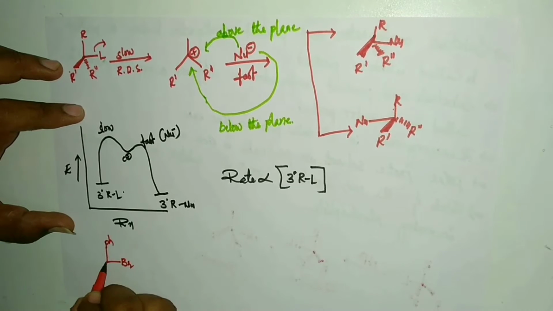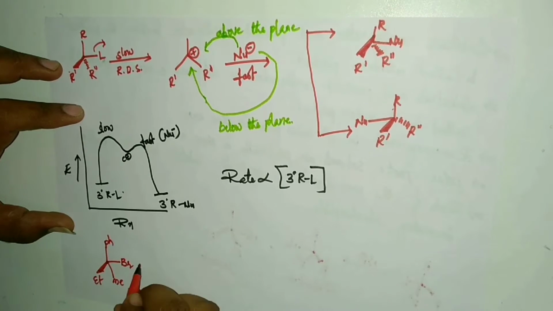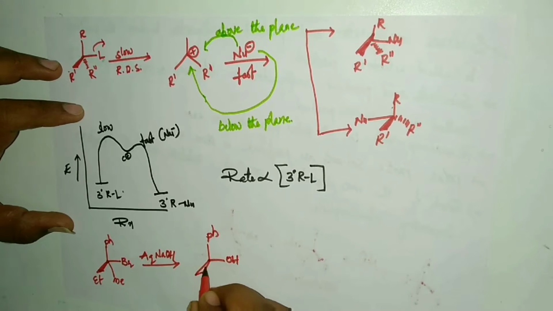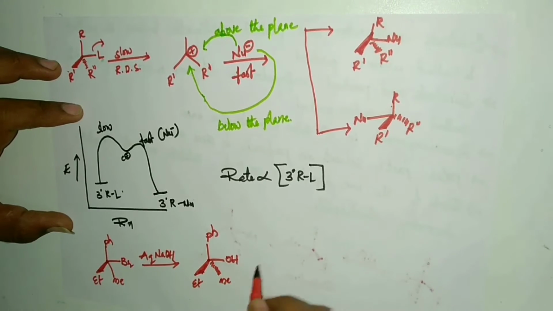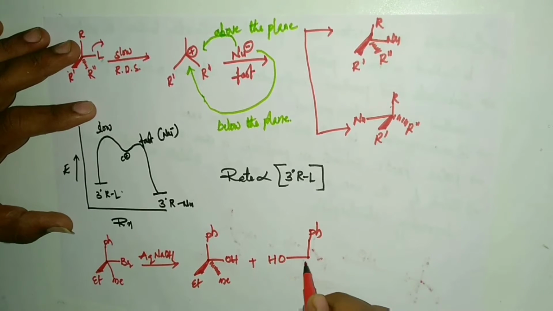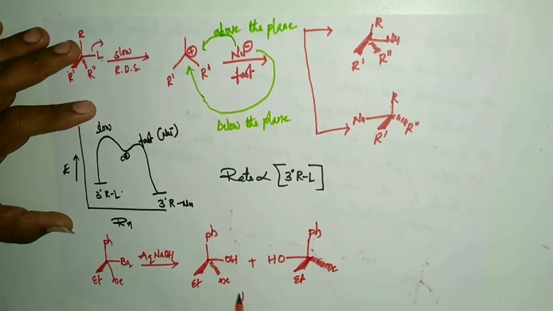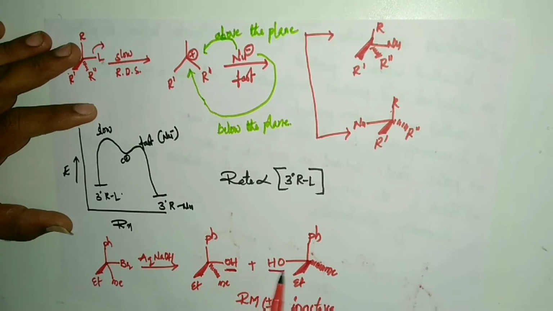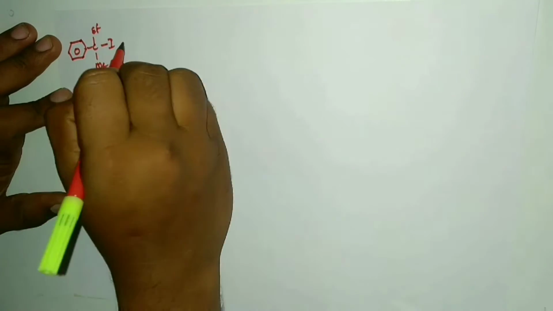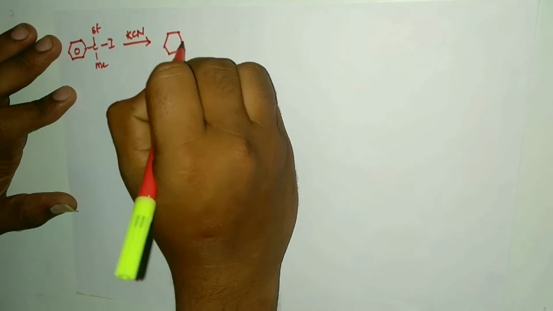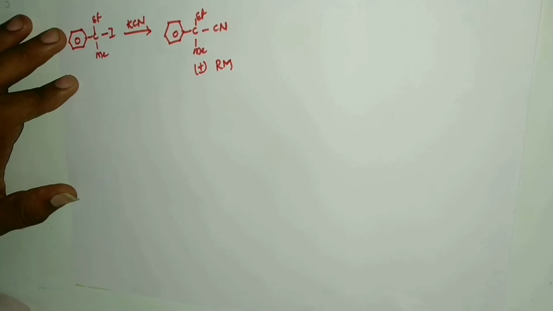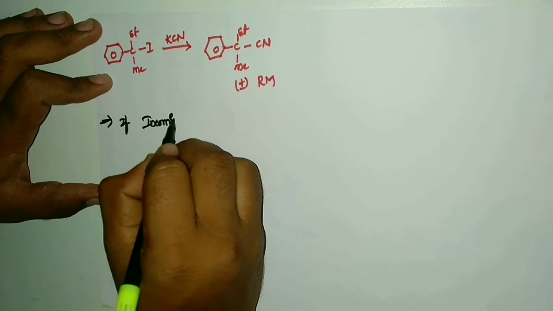Giving another example, here the leaving nucleophile is bromine and the incoming nucleophile is OH. The solvent is aqueous NaOH, and it results in the formation of retention and inversion products, which is optically inactive because it is a racemic mixture. Another example: the leaving nucleophile is iodine and the incoming nucleophile is cyanide, and it is also a racemic mixture.